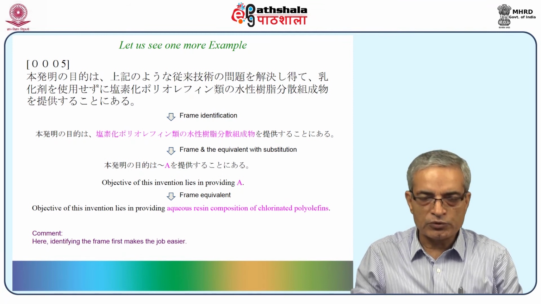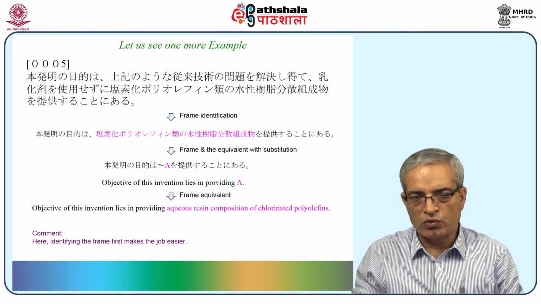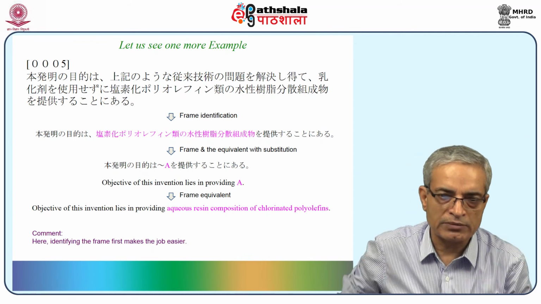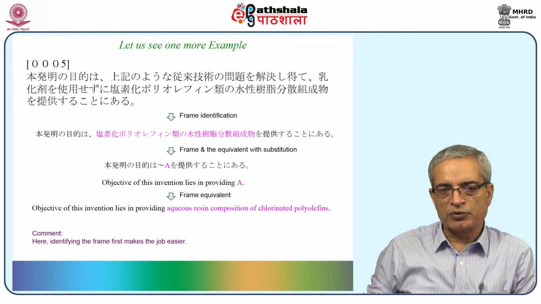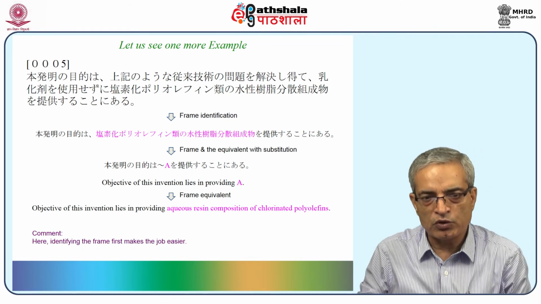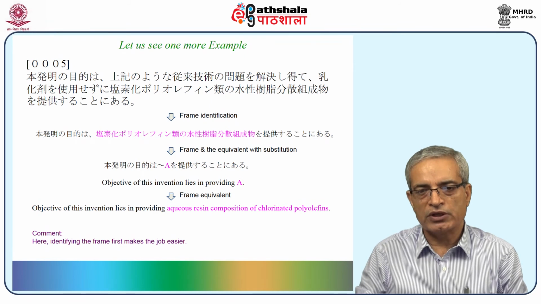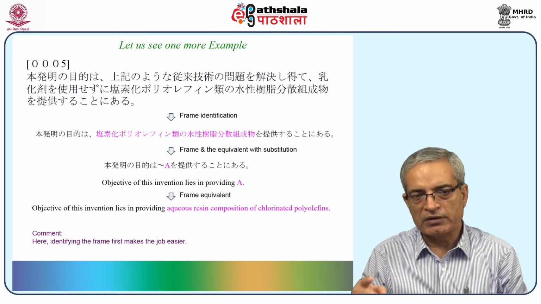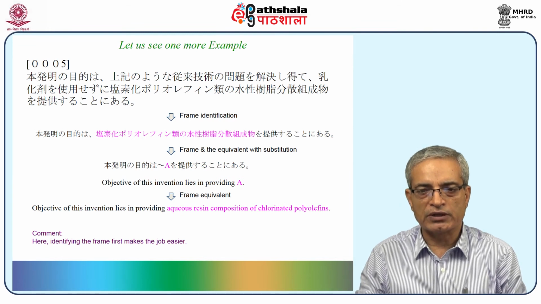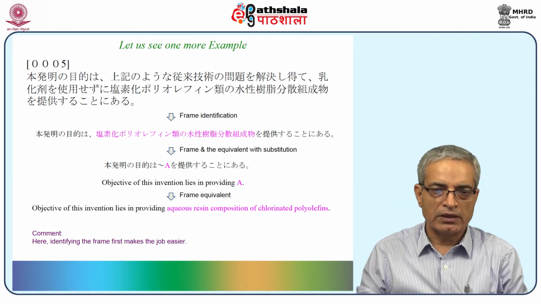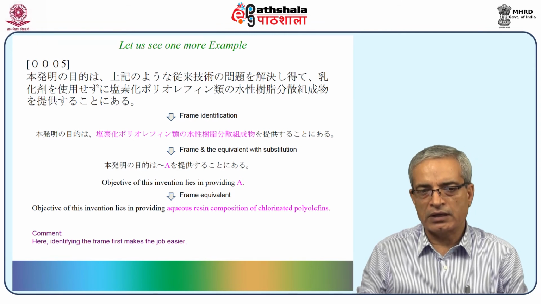Now if you are very clear up to this much, there is no need to go for further dropping off or substitution of this compound in between. But to improve the comfort level, we are saying hon hatsu me no mokteki wa something A o tekyo suru koto ni aru. So objective of this invention lies in providing A, and when we join it becomes objective of this invention lies in providing aqueous resin composition of chlorinated polyolefins. And comment is here, identifying the frame first makes the job easier.